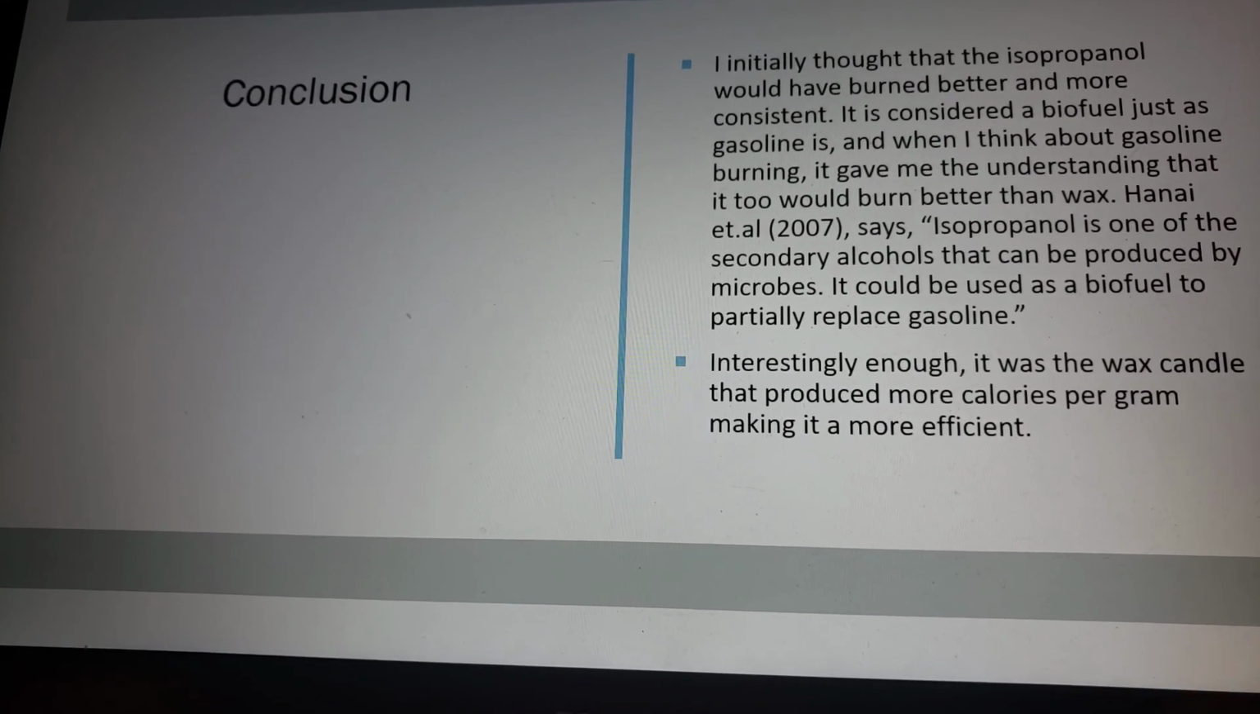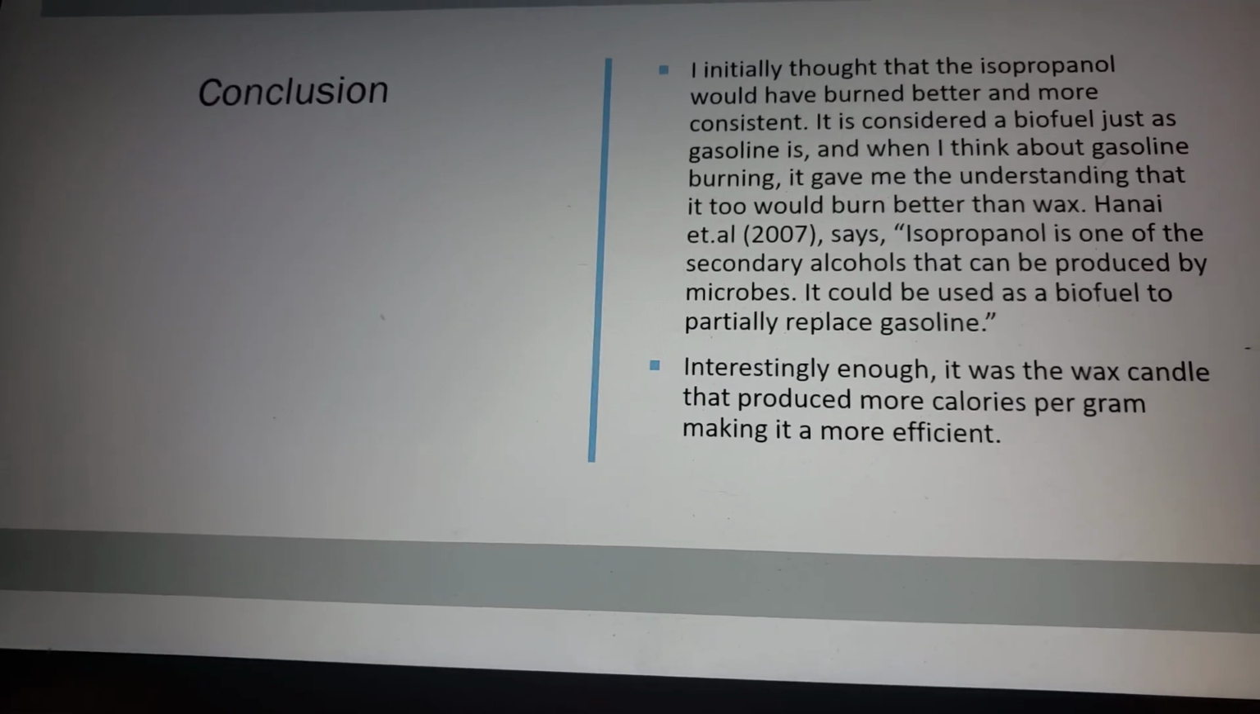Interestingly enough, though, in the end, it was the wax candle that produced more calories per gram, making it more efficient.